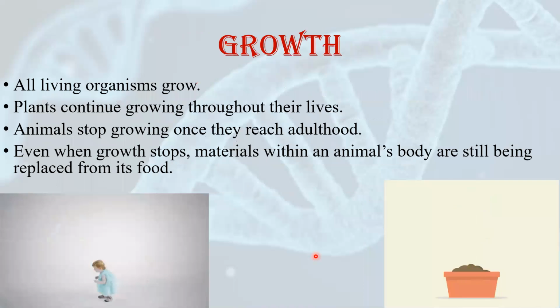Next is growth. All living organisms grow, whether they are plants, animals, or microorganisms, each and every living organism grows. Plants continue growing throughout their lives, whereas animals stop growing once they reach adulthood. Even if in an animal the growth stops, materials within an animal's body will still be replaced. It will go on replacing. We have a repair mechanism in our body. That means if any part is damaged, it can be repaired, and that is because of growth. Our blood cells die after a certain period of time and then new blood cells are formed. So that is because of growth. So growth is one very, very important characteristic of a living organism.